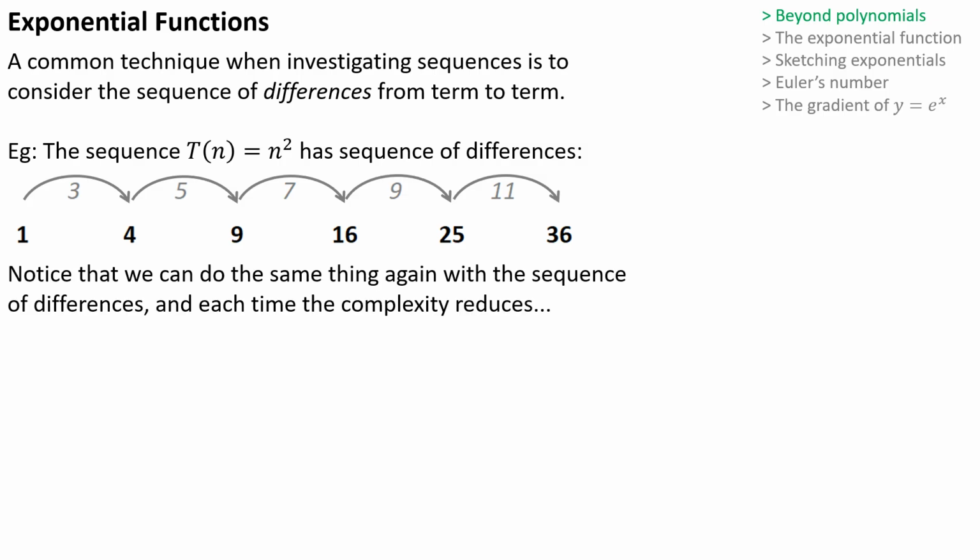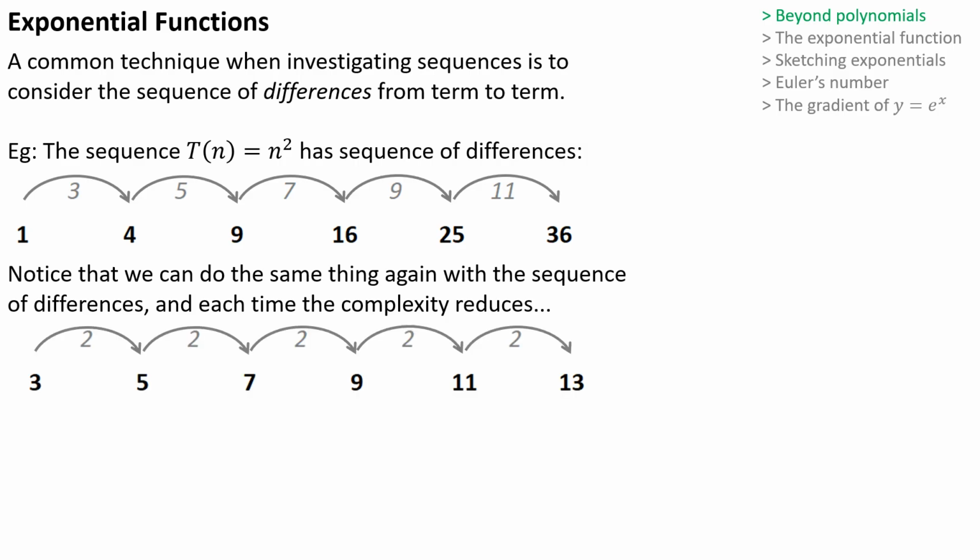We can go a step further. We could take that sequence, the sequence of odd numbers or the sequence of differences of the squares, and find the sequence of second differences, the difference between the differences, between 3 and 5, 5 and 7, and so on. We find that this gets even simpler.